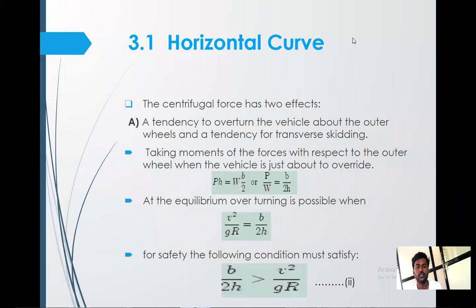The factor of safety condition for overturning as well as for the transverse skidding. These two are very important formulae for the vehicle. For safety against overturning, the vehicle should satisfy the condition B by 2H should be greater than V square upon GR. Then we can say the vehicle will not overturn. This is the first part.